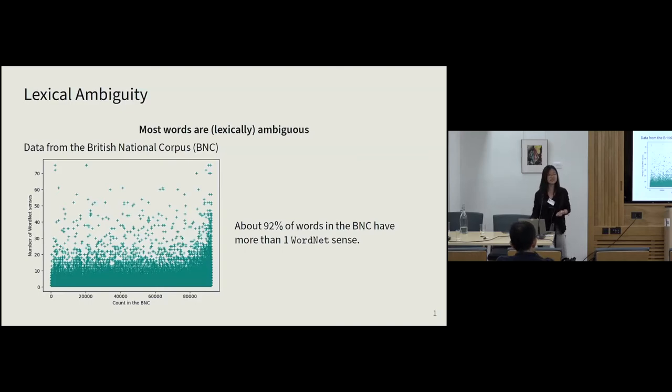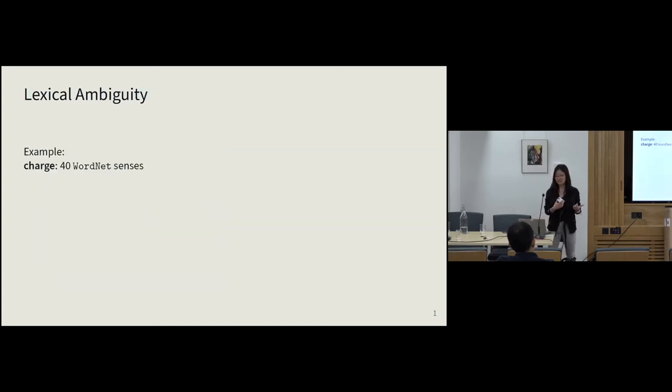Now, is that actually a problem for people to understand English? Not really. Here's an example. The word child has about 40 WordNet senses, so it's a very highly ambiguous word. But if you have a sentence like "the battery needed a fresh charge," it's pretty clear what the word charge means here. It doesn't take a long time for people to understand what is meant by the word charge.